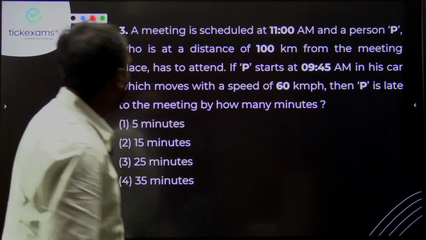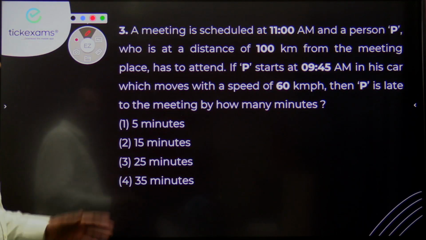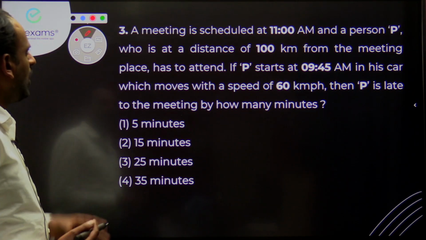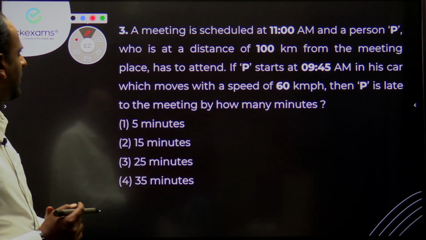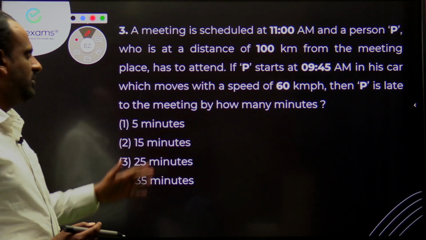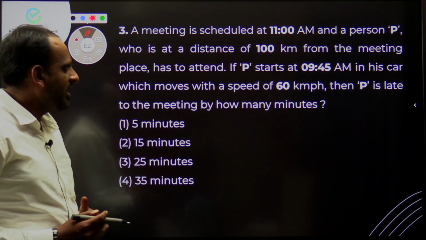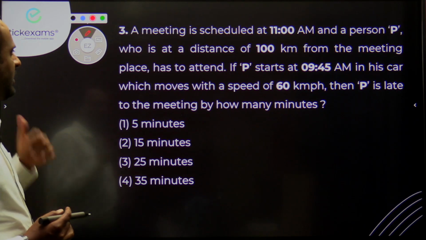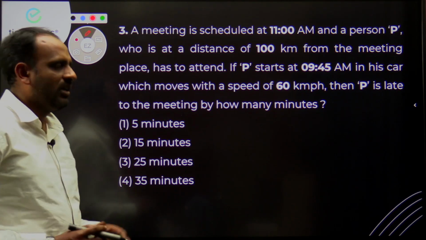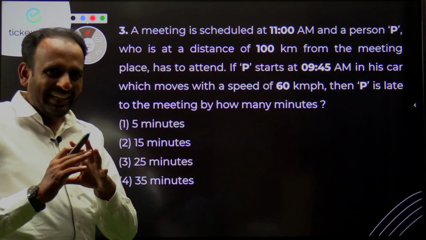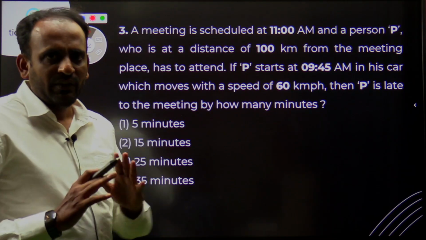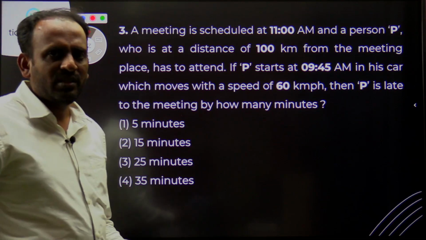Now let us look at the next question. A meeting is scheduled at 11 a.m. and a person P, who is at a distance of 100 km from the meeting place, has to attend. If P starts at 9:45 a.m. in his car, which moves at a speed of 60 km per hour, then P is late to the meeting by how many minutes? Don't worry, the question looks a little lengthy, but it's very simple. We just have to use common sense to solve it.